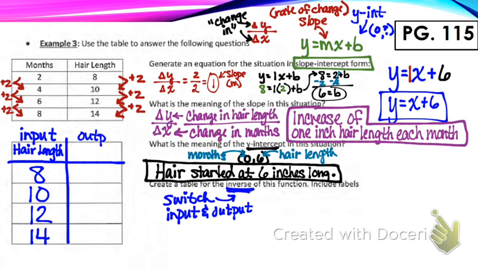Down the output side, yes, this would be my months, and you're absolutely correct. 2, 4, 6, and 8. Absolutely. So it said to include labels. We've included our labels. I need to know what all those numbers mean, but when they switch sides of the table, I'm switching the input and the output. I'm not switching what those numbers are telling me about. Does that make sense? Okay.